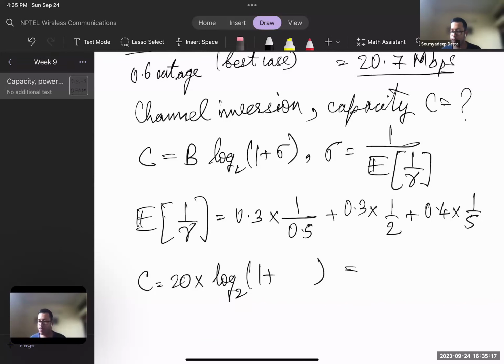This channel inversion technique is sometimes used for equalization purposes, so that different channels have more or less equal gains. I'm getting the value 0.83. Just substituting this here. Sorry, this is the expected value of 1 by gamma, and sigma is 1 by the expected value of 1 by gamma. So this is 1 by 0.83.